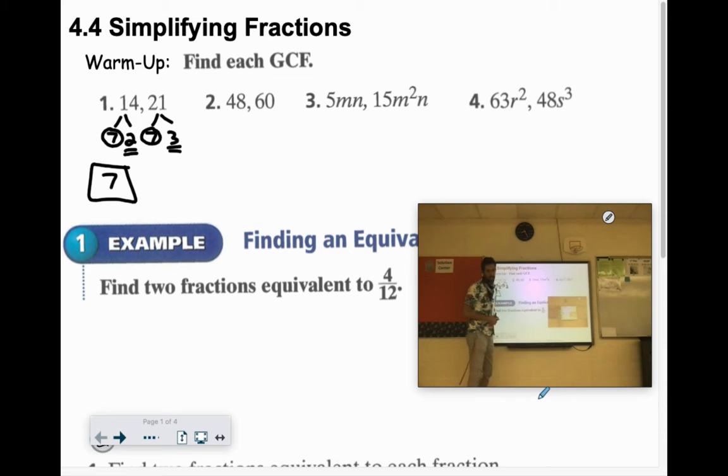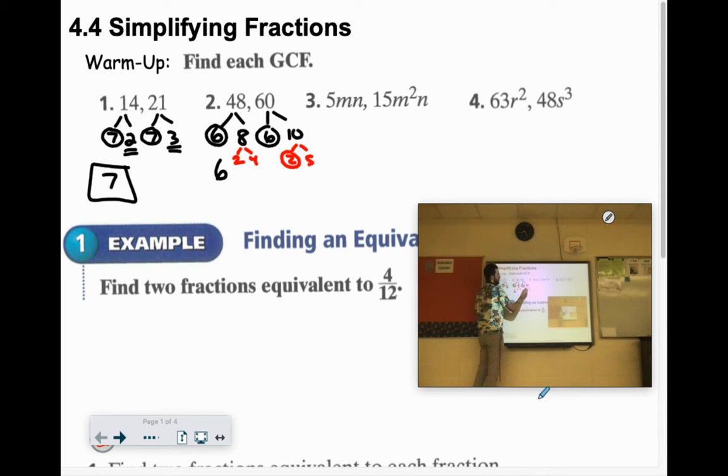If you're looking at 48 and 60, you might be like, oh, 6 goes into both of them. 48 is 6 times 8. 60 is 6 times 10. They have a 6 in common. Bring it down. Do 8 and 10 have anything in common? Yes, 2. So 8 is 2 times 4. 10 is 2 times 5. They have a 2 in common. Bring it down. Multiply it with the 6. Do 4 and 5 have anything in common? No. So we're left with 6 times 2, which is 12. 12 is the largest thing that they have in common.